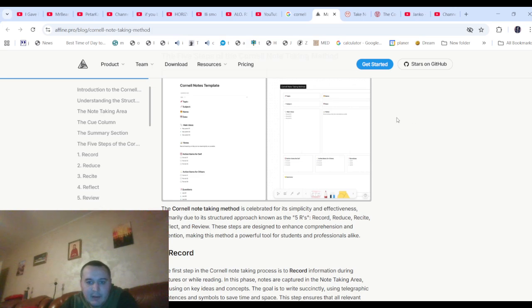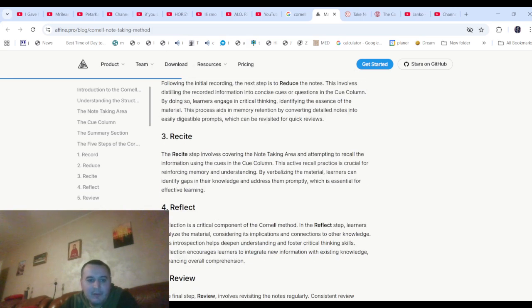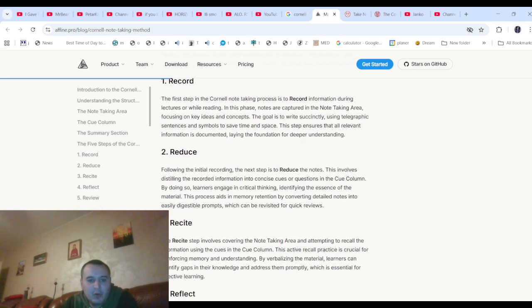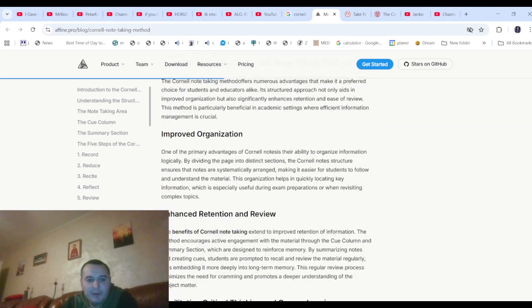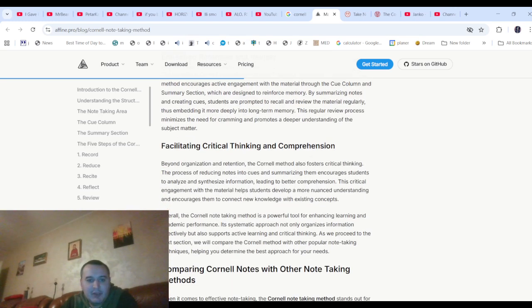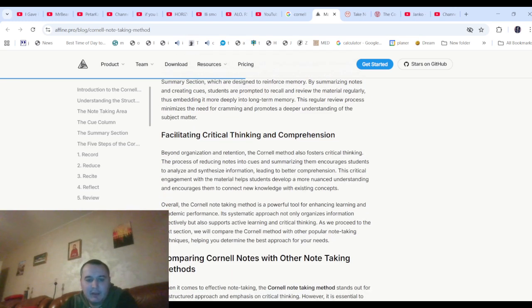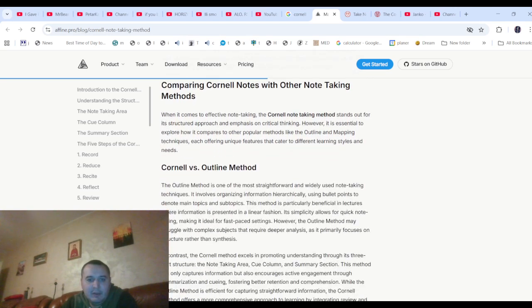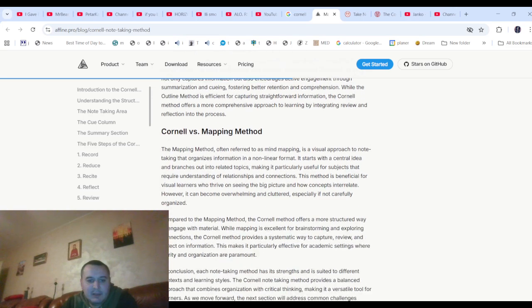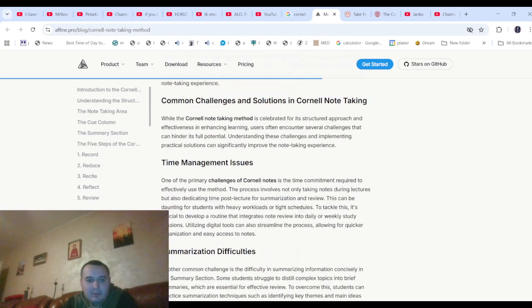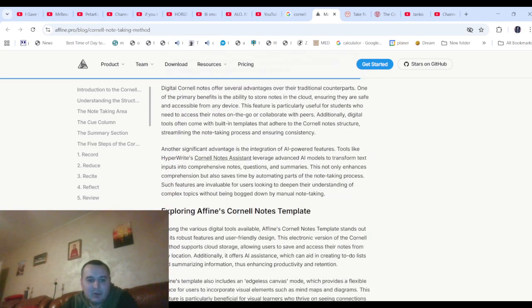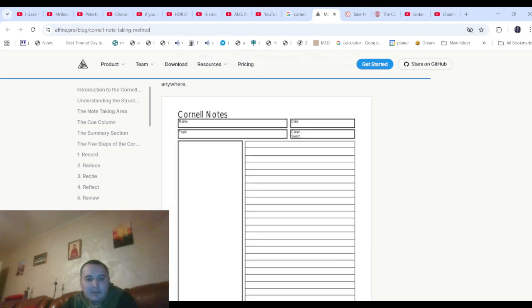So you would take notes, reflect, review, record, reduce, recite, reflect, review. Benefits: improved organization, retention, facilitating critical thinking and comprehension. Compared to others, in my opinion, it's the best one I've searched.